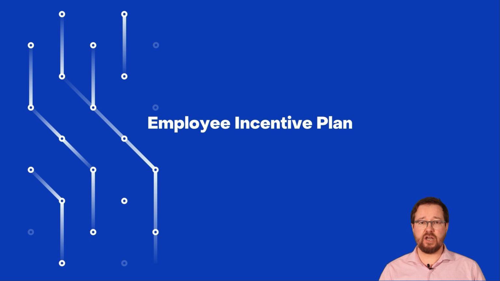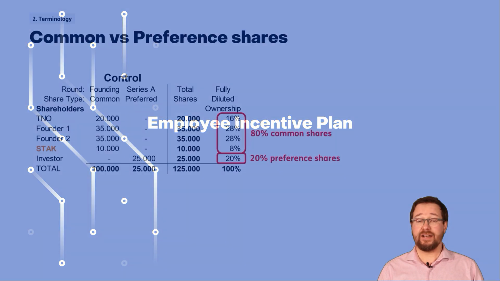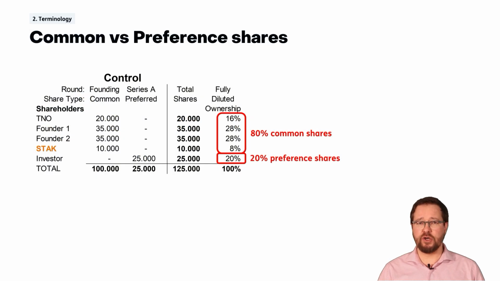There's also something like a SAR, meaning stock appreciation right. This is, however, too technical for this video, so we will deal with that separately in the topic Employee Incentive Plan. In our simplified cap table, you might have noticed the founding round consisting of common shares and Series A round where preference shares are issued.